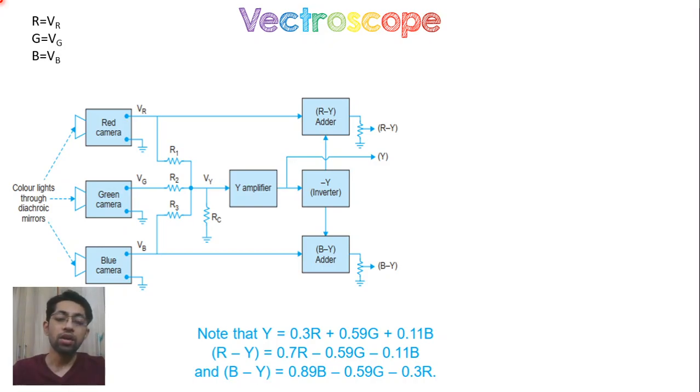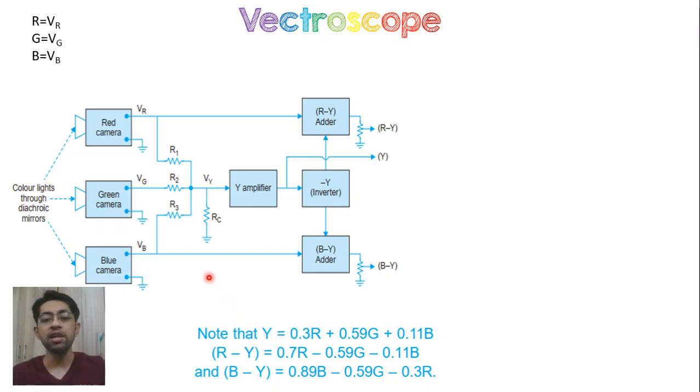Now if you recall, the color camera produces three output voltages, which are nothing but VR, VG and VB, and these output voltages correspond to the red intensity, green intensity and blue intensity present in the color signal. Now by adding this VR, VG, VB in suitable proportion, that is 0.3 VR plus 0.59 VG plus 0.11 VB, we can produce the luminance signal.